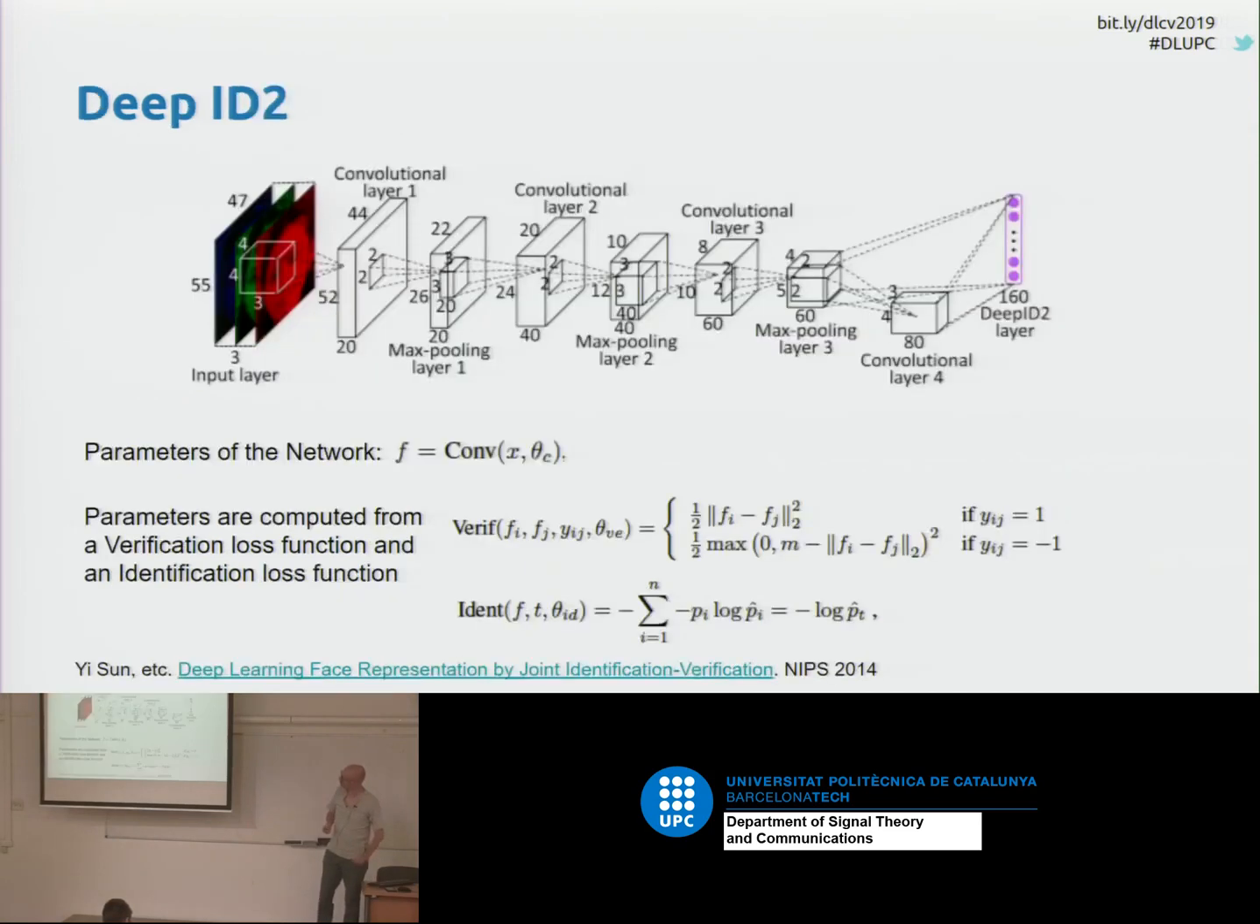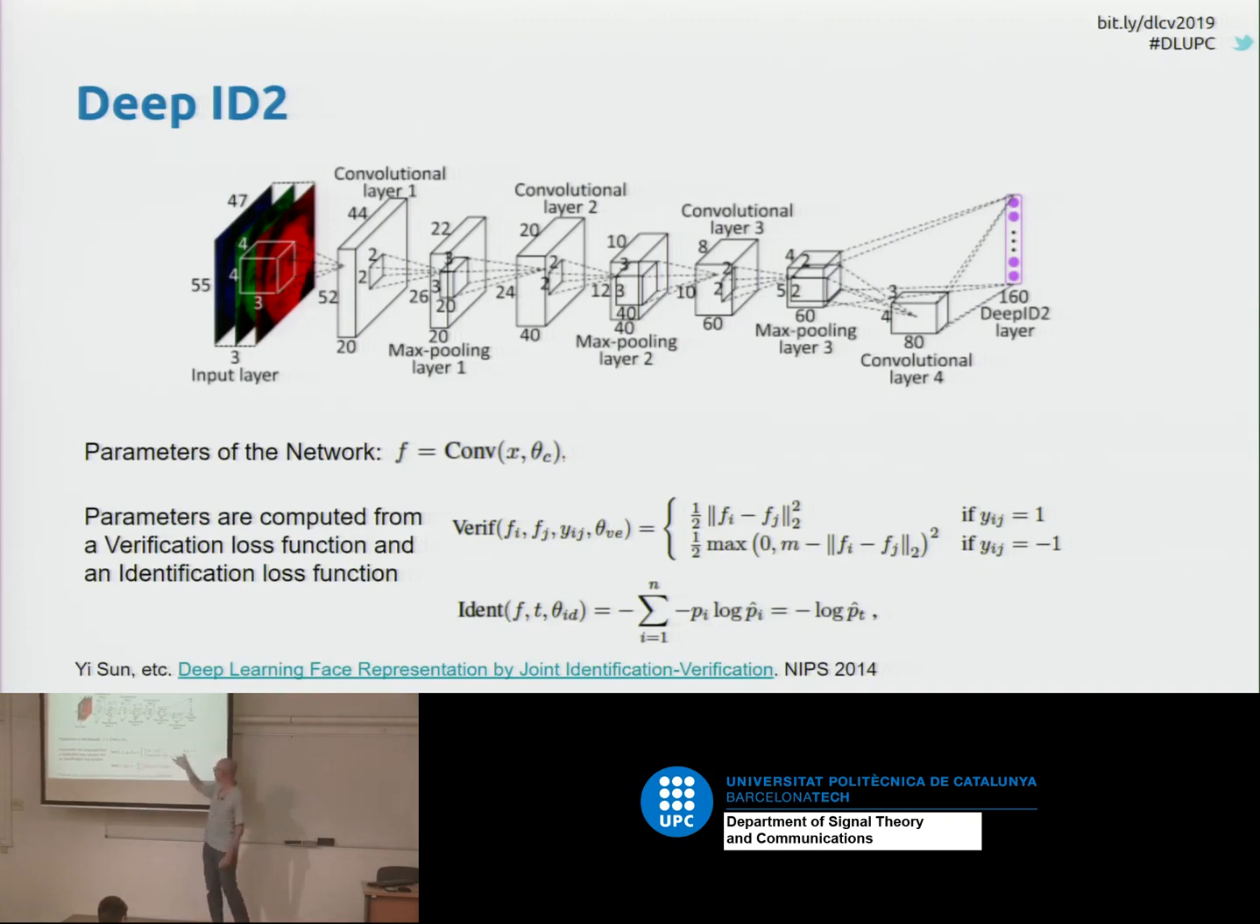Another work is DeepID2. It's also using a Siamese approach, but in this case it's combining the verification loss and an identification loss. The verification loss is the same loss as for the Siamese network.